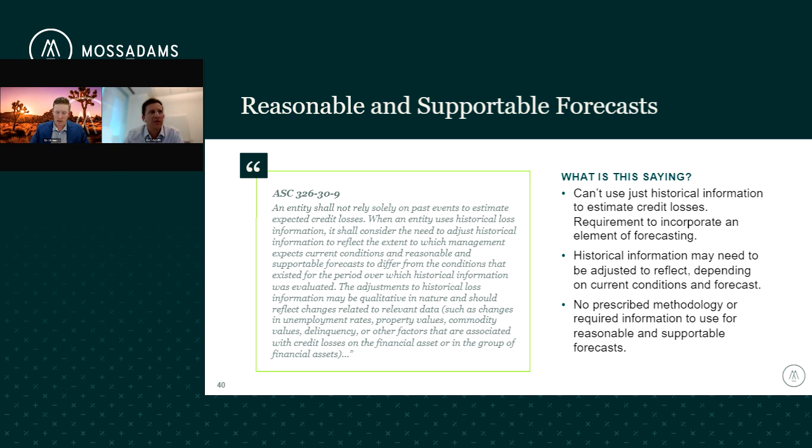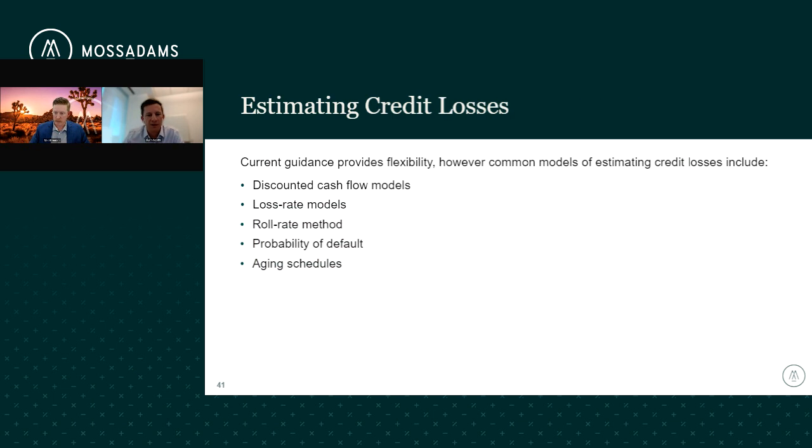The standard does not provide explicit guidance on the methodology, but does provide some flexibility for our organizations. However, there are a few models that are most common when estimating credit losses. You've got the discounted cash flow model, loss rate models, roll rate method, probability of default, and aging schedules.